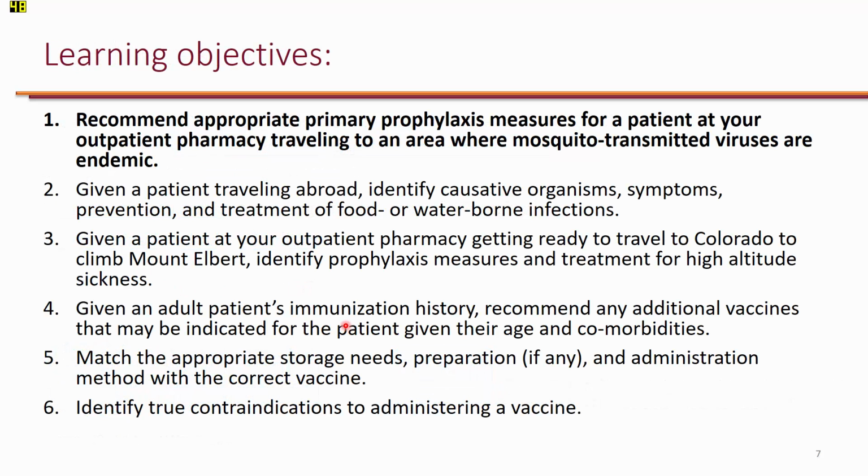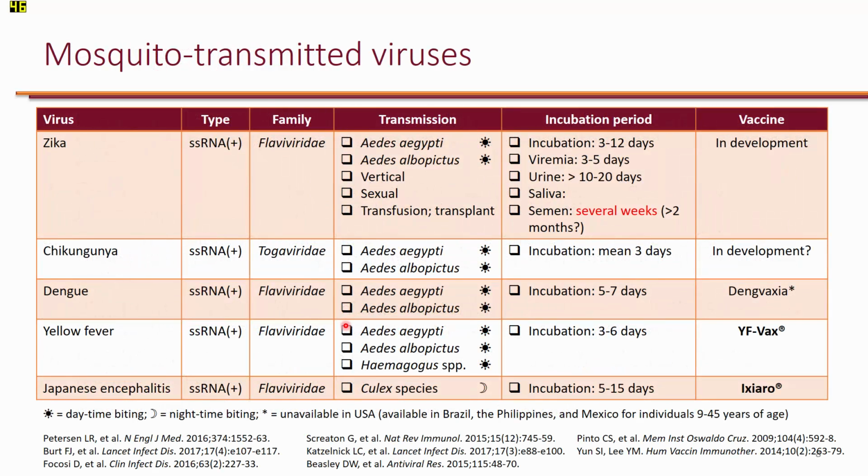The first learning objective is to recommend appropriate primary prophylaxis measures for a patient at your outpatient pharmacy traveling to an area where mosquito-transmitted viruses are endemic. Now, these are mosquito-transmitted viruses.